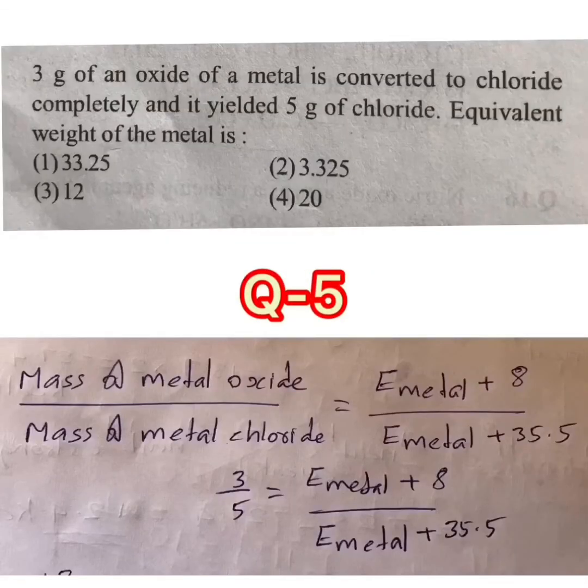In this question, metal oxide is completely reacted to metal chloride. So the number of equivalents of metal oxide will equal the number of equivalents of metal chloride. So we can use the equation given below, and by substituting the mass of metal oxide and mass of metal chloride, we can calculate the equivalent mass of metal. Here we are using the terms metal oxide and metal chloride. Their numbers of equivalents are the same.